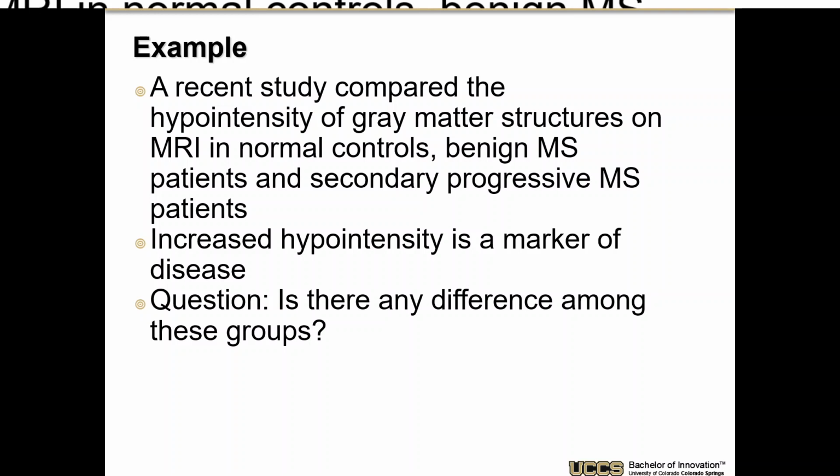So what would be our null hypothesis in this example? Again, we want to have a null hypothesis that we're going to then reject. But what's the null hypothesis?